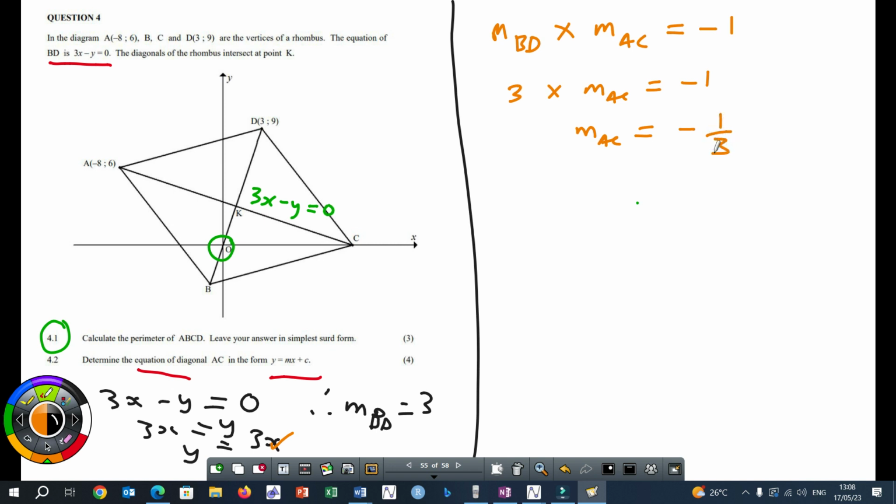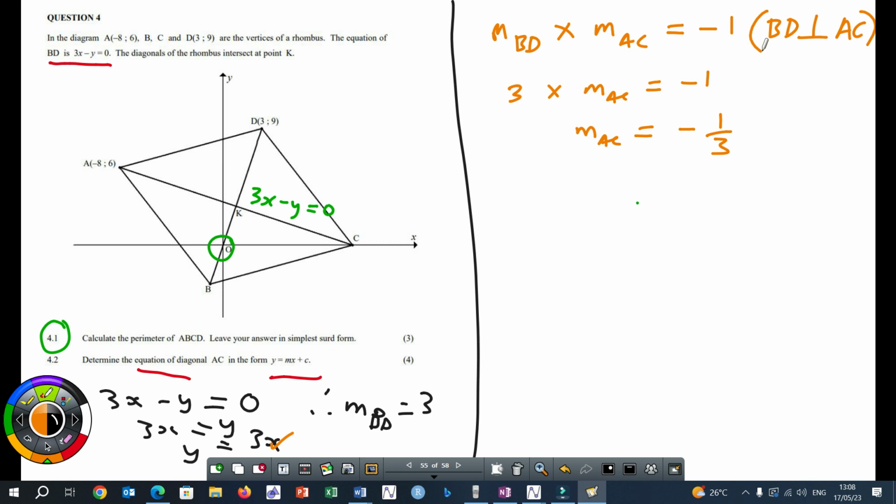If you know one gradient, can you not just go straight to M_AC as minus 1 over 3? Okay, I don't encourage you to do that. You need to go via that route, because a mark can be allocated here for the determination of the gradient of AC. In actual fact, one of the marks there is for the gradient of AC. How did you get it? So you just flip it. Right? Show us. Don't just say flip. That's not math. Flipping is not math.